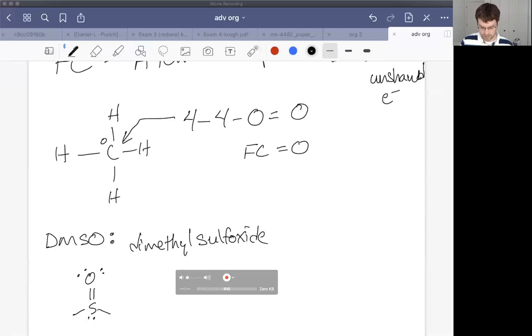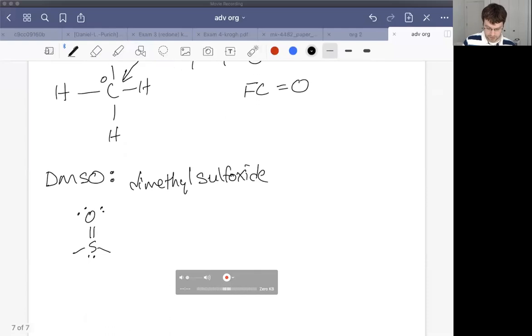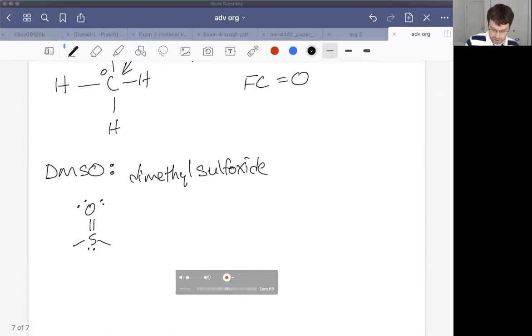This molecule has expanded its octet because we're no longer in row 2 of the periodic table. So we can look at the formal charge in various positions. Let's pick on the oxygen. The oxygen is a group 6 element. It has 2 bonds to it, and it has 4 dots surrounding it, or 4 non-bonding electrons. Remember, we don't count the lone pairs as 1, we count them as 2 because there are 2 unshared electrons in that system. We have a formal charge of 0.